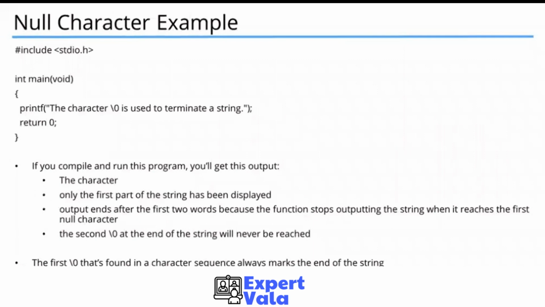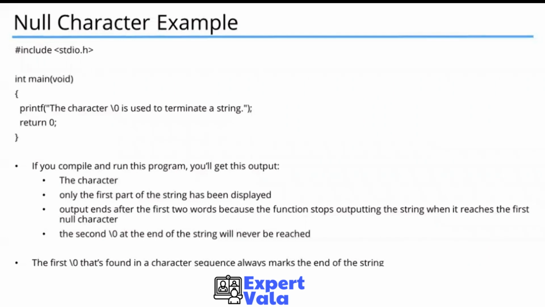Now, here is an example with the null terminator. We have a printf here and we say the character and then the backslash 0 which terminates a string. So if you compile and run this program, the output is going to be ended and only the first part of the string is going to be displayed. There is going to be no more output because printf thinks that it's the end of the string. So it just prints out the character. Output is going to end after those first two words because the function stops outputting once it reaches the null character.